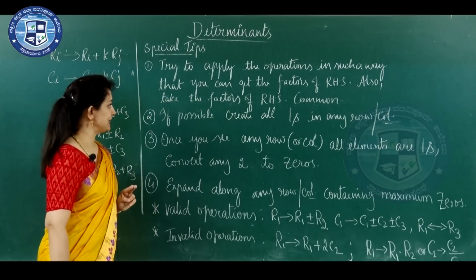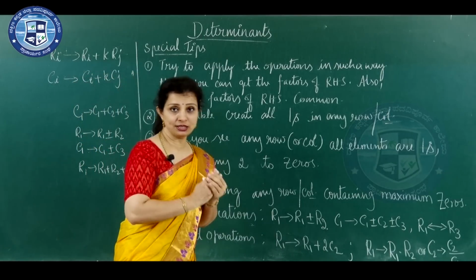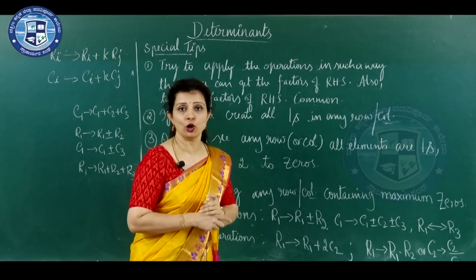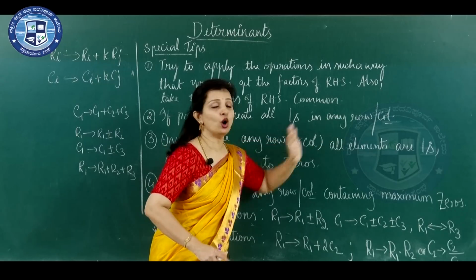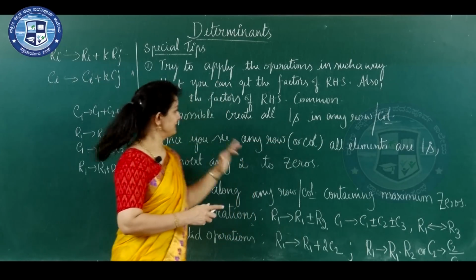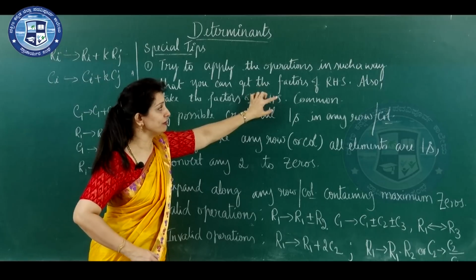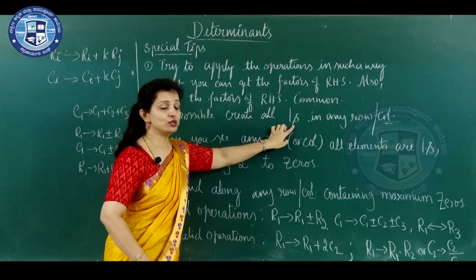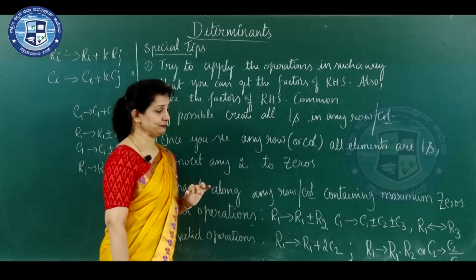And the second rule states that if possible, while taking the common term out, create all ones in any row or column, 1, 1, 1. That means when you take out the RHS common factor, try to create 1 in every element of a row or column.